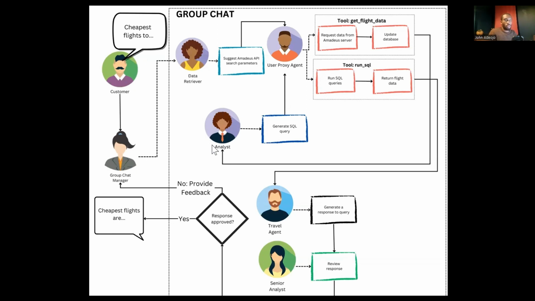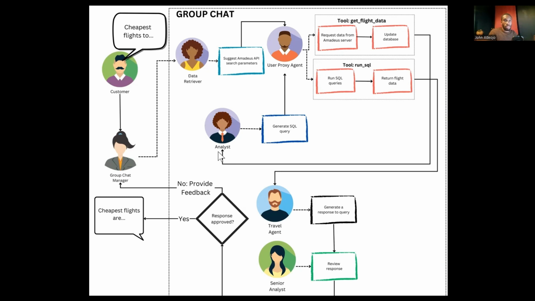So it's not executing the query, it's just generating that query and sending it to the user proxy agent. And the user proxy agent will execute the query based on the SQL query that the analyst has generated. And it does that via the run SQL tool. And we see what that does, right? So what it does is it runs the SQL queries and then it returns the flight data back into the agent workflow. So now all of the agents have access to that flight data, which is brilliant. Okay, so we have the analyst role here pretty much mapped out.